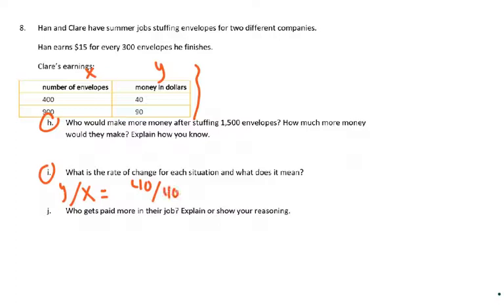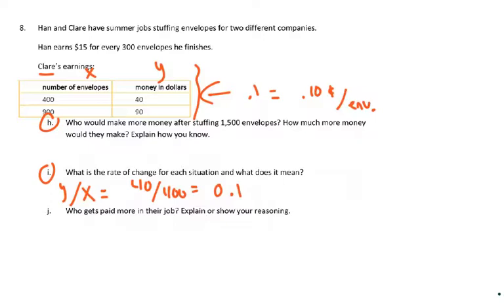40 over 400 equals, we're going to get a decimal. I can see that already. 40 divided by 400 equals 0.1. That's to go with this table. Sorry, I did not say that clearly. What that's telling us is that Claire is making 0.1 of a dollar, which is 10 cents, per envelope, okay? That is the rate of change for Claire's situation.